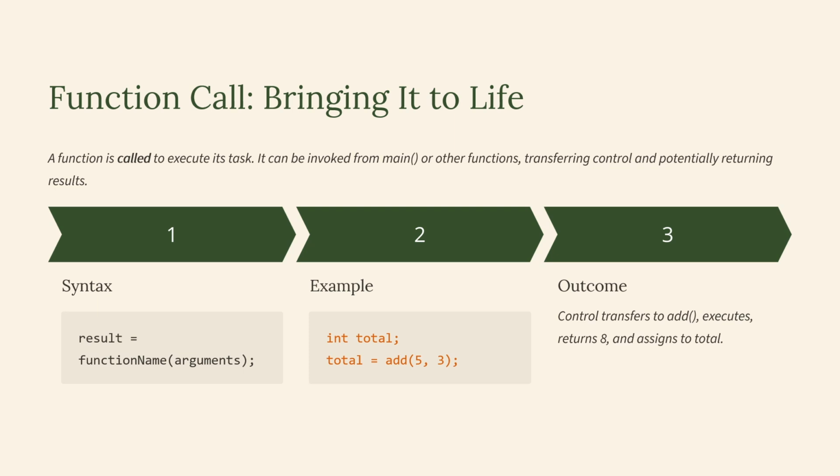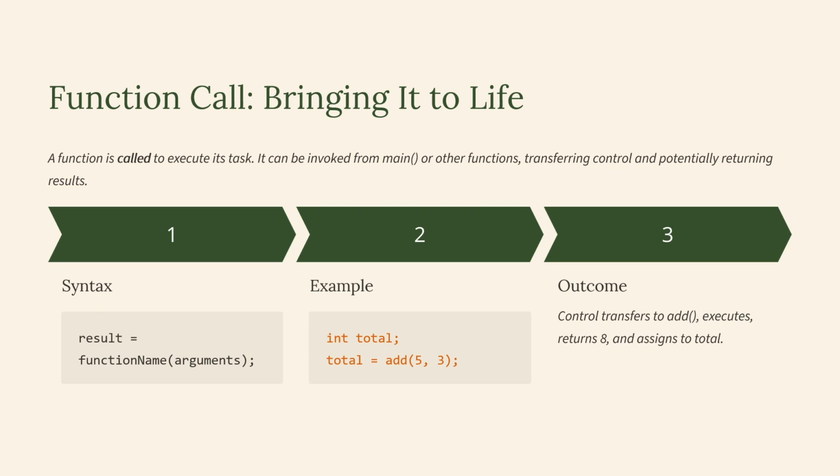The syntax is result is equal to function name, argument. This is how we are going to call a function. Example: we are going to declare an integer variable total, and total is equal to add(5, 3). We are going to call the function add by passing two parameters, 5 and 3. After execution, the total will have the value 5 plus 3 is equal to 8.